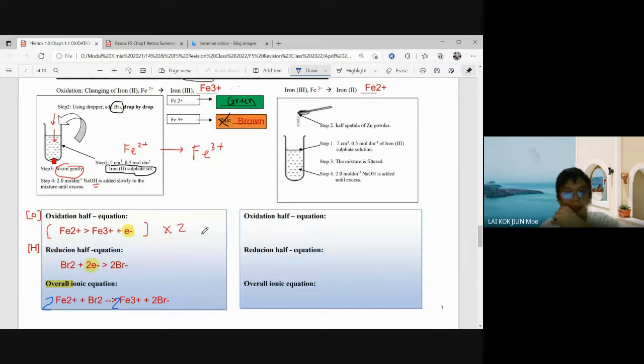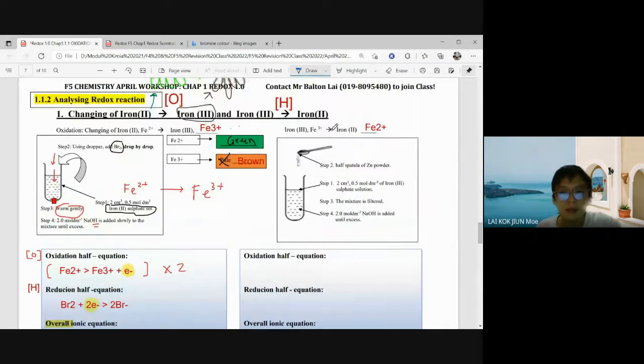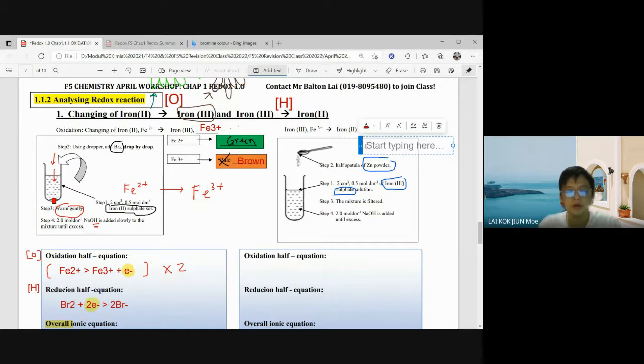Okay, how about me? If I want to reverse it, I want 3 to 2 plus. So this time, can I use bromine? No more, right? Cannot already, right? So what agent must I use? Zinc powder is what agent? Very good. Reducing agent. So that's how the oxidizing agent was. Now it's reducing agent. So you can see when we put the powder inside, the Fe3 plus will automatically reduce.